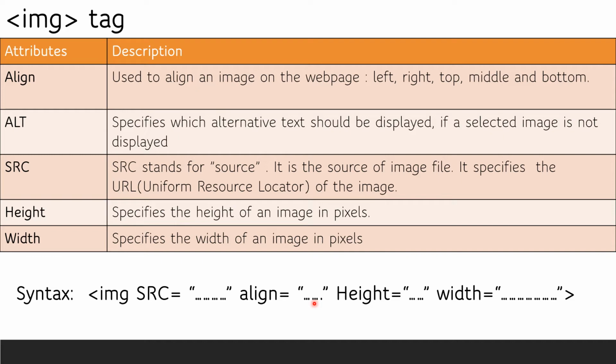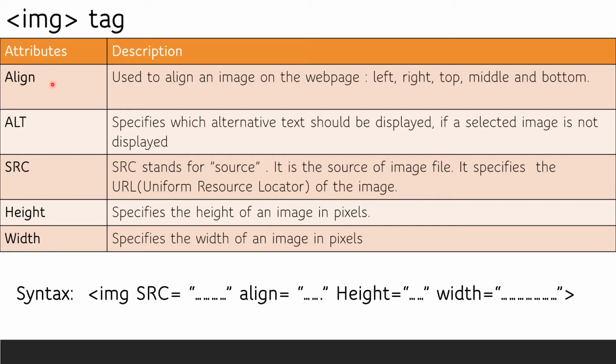Now you see here the IMG tag. IMG is the short form of image. We use this tag for displaying images. It has five attributes: align, alt, src, height and width. So we will simply read through what they are. IMG is an empty tag. It does not have a closing tag.